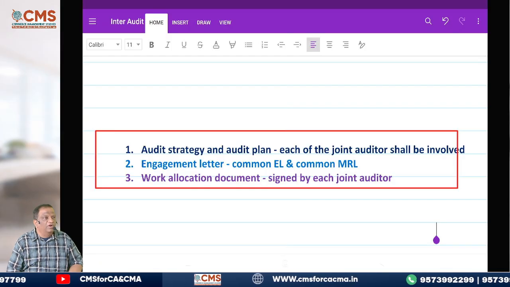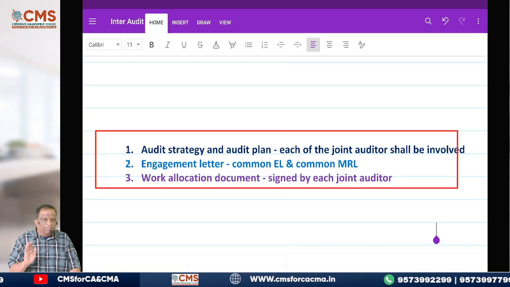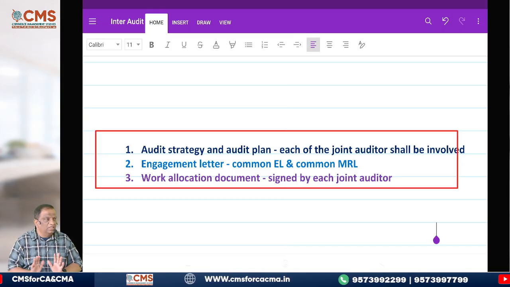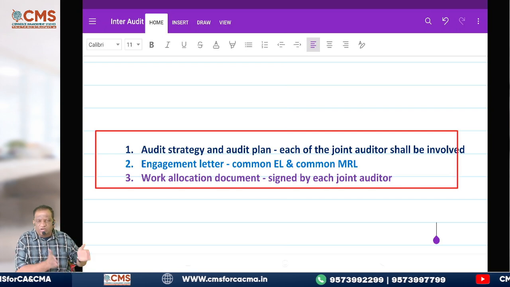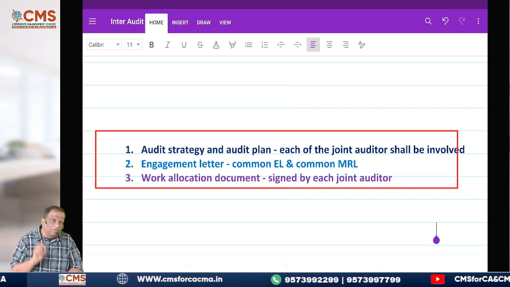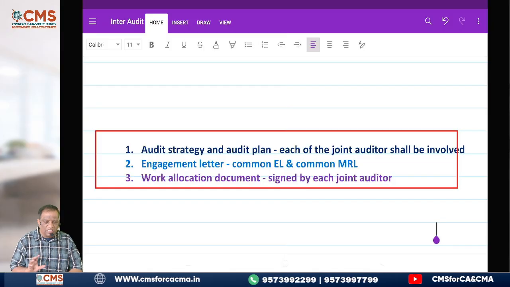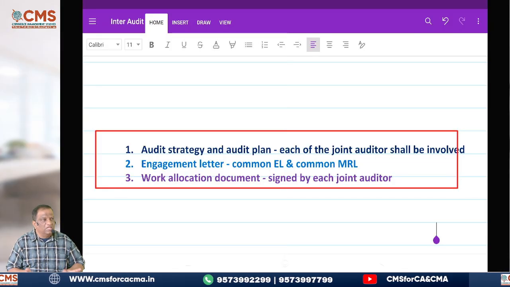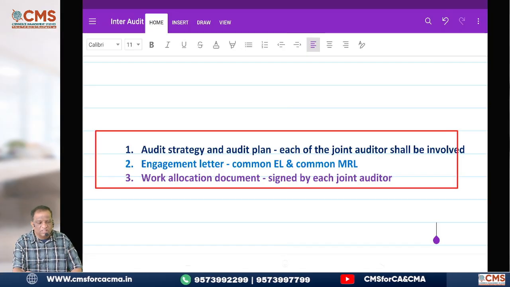On that, the point clarified here is the company will not give one copy to everyone. The company will address everyone in a common engagement letter. They will not give a separate engagement letter to each firm. So common engagement letter and common representation letter. Management will give a common MRL and all auditors will give a common EL to the company. So this is the second point.